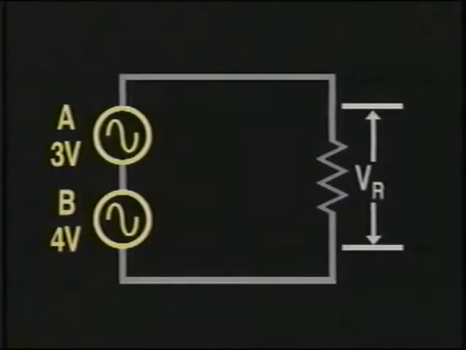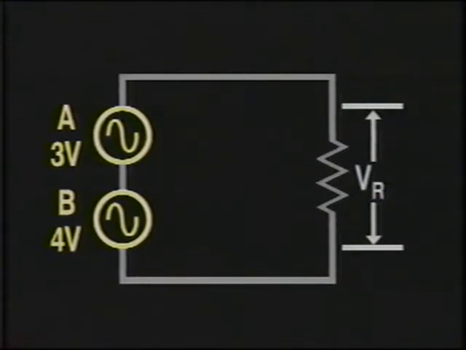Idea of how phasors and sine waves are related. Now let's put phasor diagrams to their real usefulness by analyzing some simple circuits. Notice that this circuit has two AC sources. Voltage A is 3 volts and voltage B is 4 volts. It's stated that A leads B by 90 degrees.